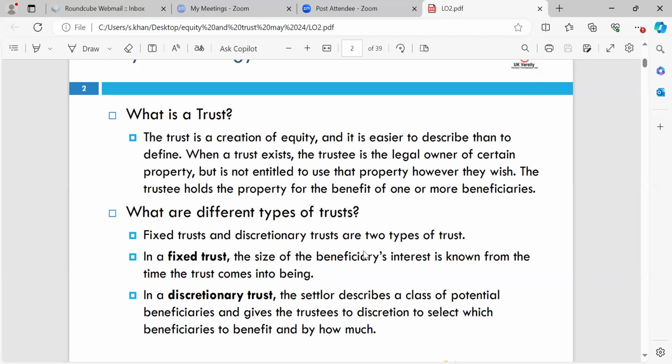So what are the different types of trusts? We have fixed trusts and discretionary trusts, two types of trust. So you've got fixed and discretionary. In a fixed trust, the size of beneficiaries' interest is known from the time the trust comes into being. So the fixed trust identifies the beneficiary or beneficiaries. A fixed trust details how to distribute the assets. The trustee still oversees the distribution, but they cannot change the terms of the trust that you laid out.